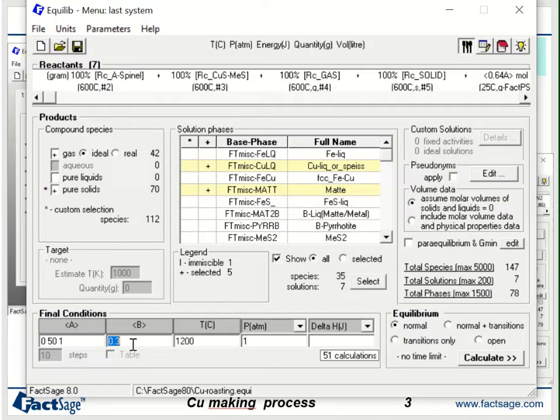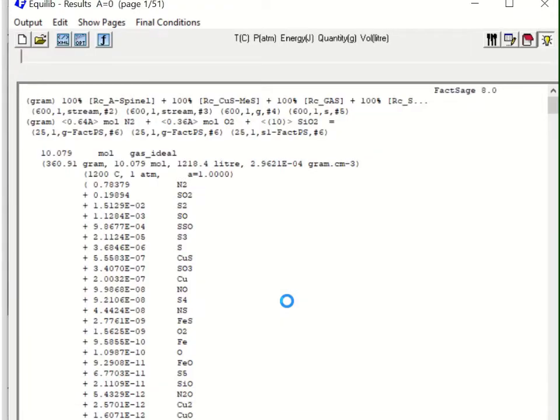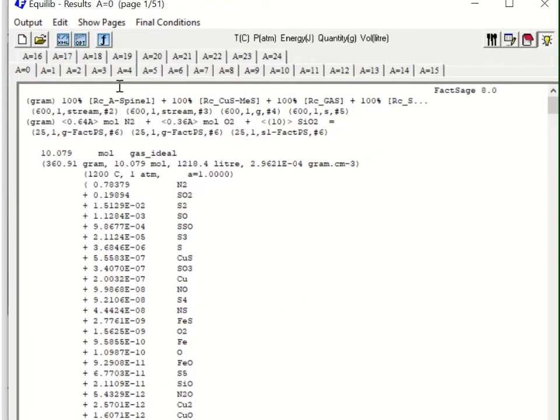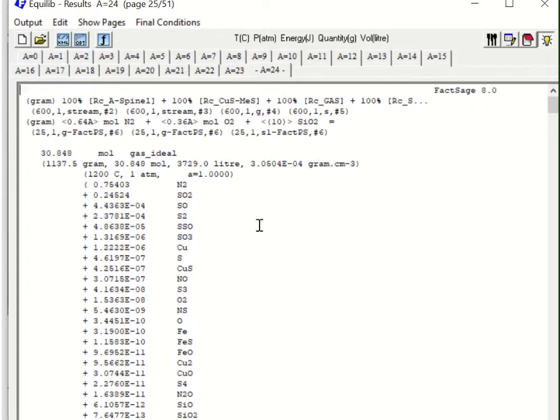Okay, and P was 10, and A was 0 to 50, every one. That's okay. So this is what we want to calculate. And then if you do the calculation, we have 51 calculation results here. So again, let's go to about 24, for example.